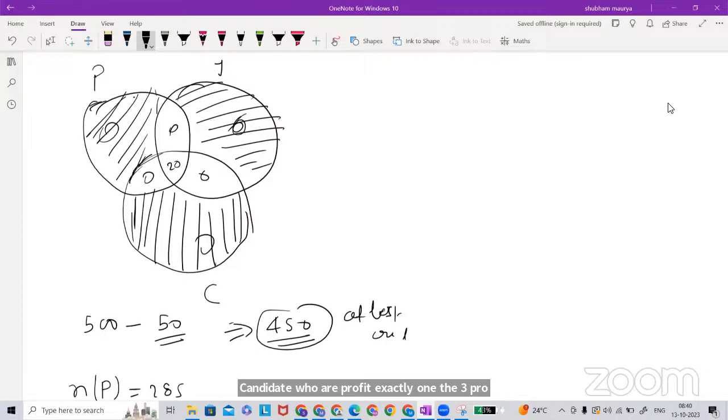Correct? Not in between. Python, Java, and C. Only for one. Yes, only one language. So if you calculate this value, these are the values. You can now add them all.